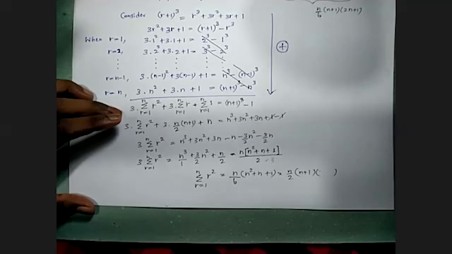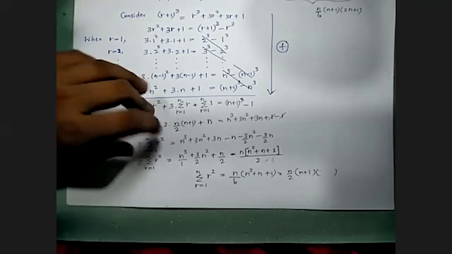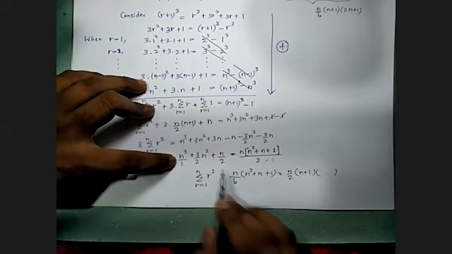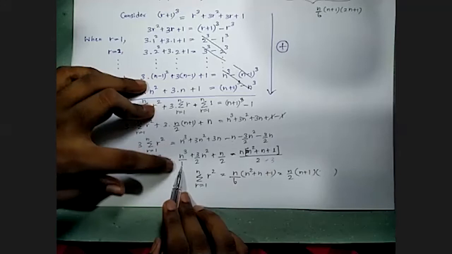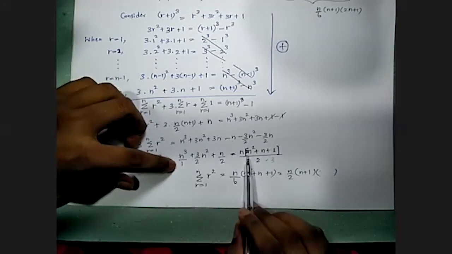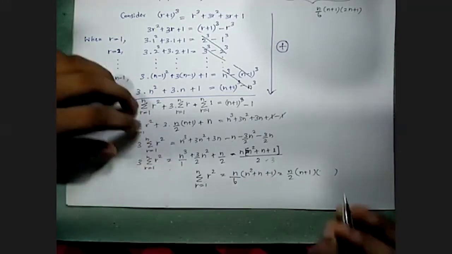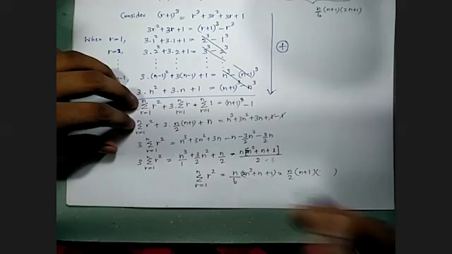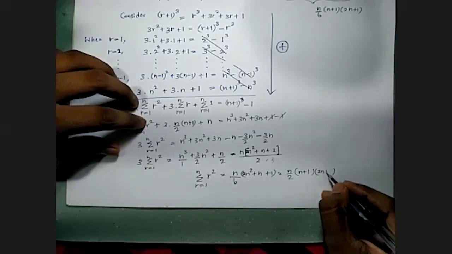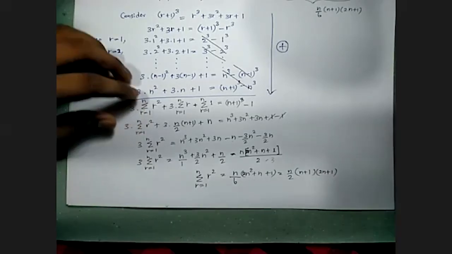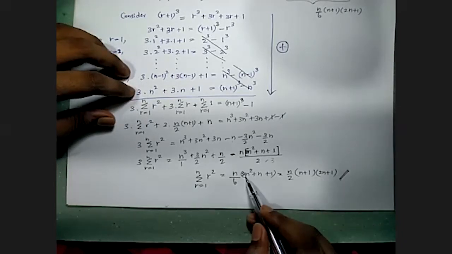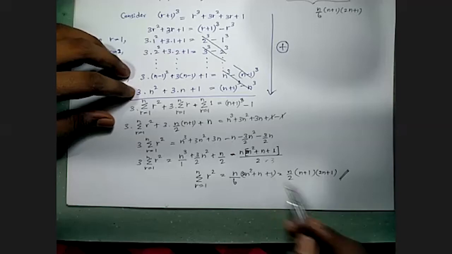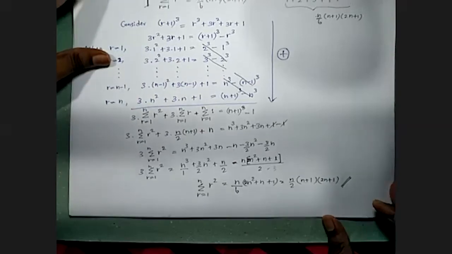I think I made a mistake here. Yeah, when we take the common denominator 2, this should be 2, because denominator here was 1. So this becomes 2n square. Then the factors are n plus 1, 2n plus 1. Expand and see. n into 2n, 2n square. 1 into 1, 1. So this is the proof.